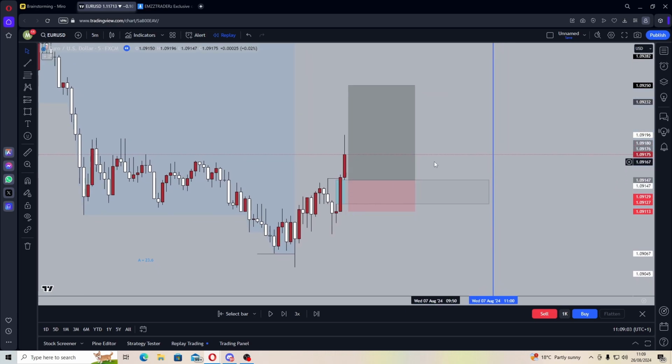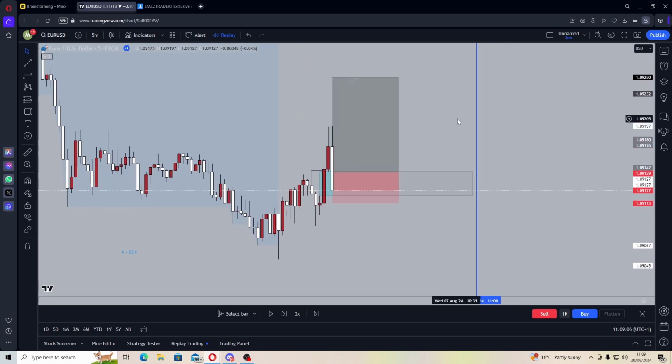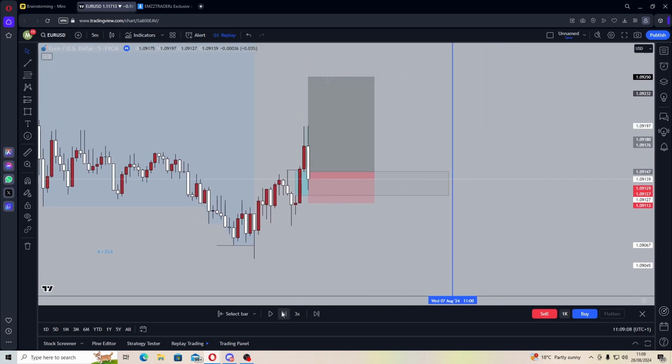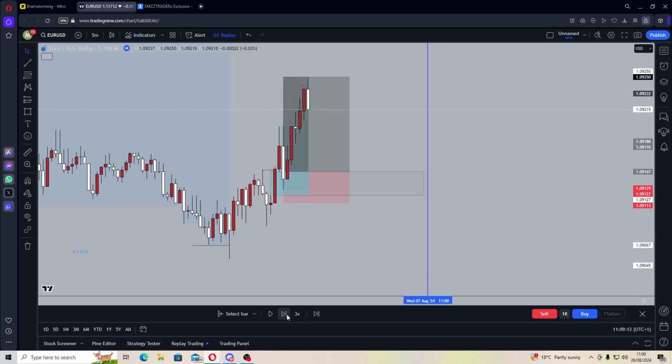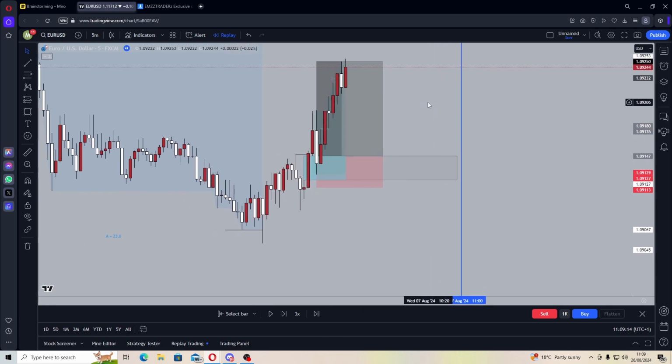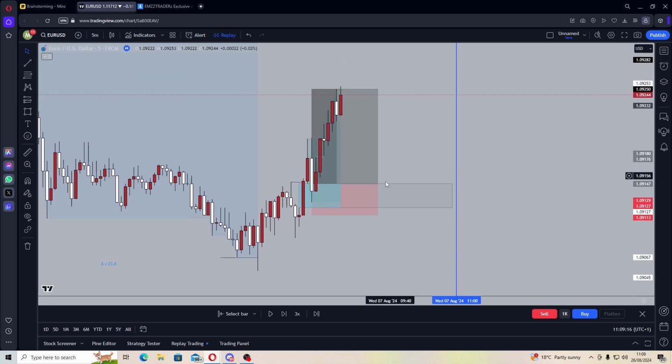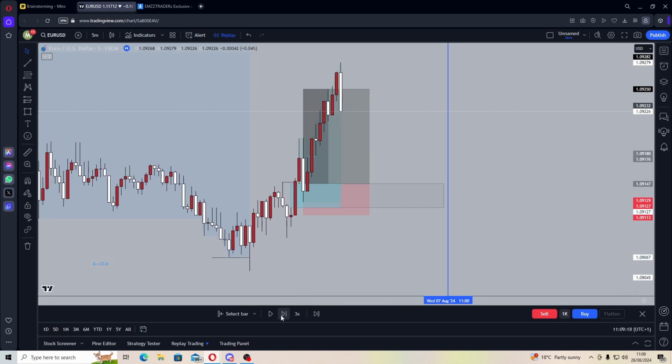Price is going to mitigate this area right now. You can see it's a very good candle. It went in, and another candle, but now if we play price forward, you can see it's going all the way up, and it just smashed take profit with very high momentum. It just smashed take profit so well.